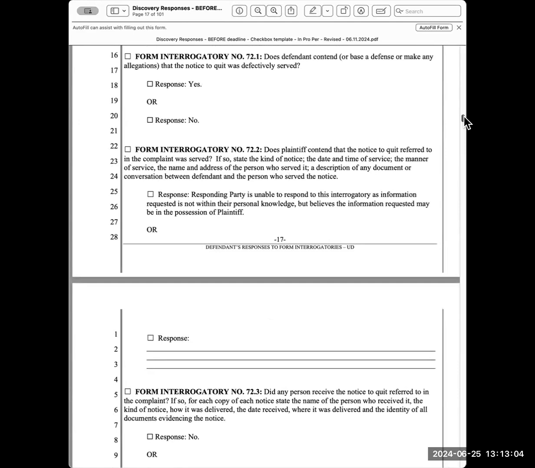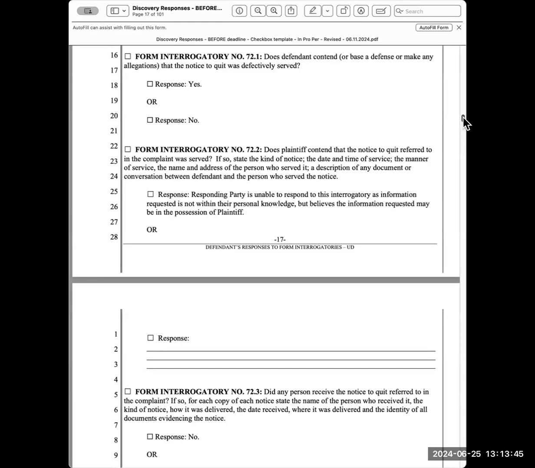72.1. Does defendant contend or base a defense or make any allegations that the notice to quit was defectively served? This means the process of getting the notice to you. Okay? This isn't about what's on the notice. It's about getting the notice to you, serving it. The main reason for a defective notice is if you didn't receive it. If it was not properly served, you never received it. The first time you saw the notice is in the complaint, meaning you didn't even have an opportunity to comply with the notice because you never received it.